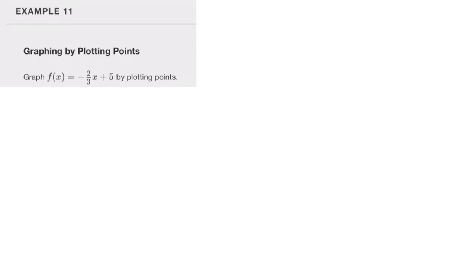So we're asked to graph this by plotting points. I'm going to do a rough sketch for this one. Notice that this is in the form y equals mx plus b. So that's telling us that our y-intercept is 5 and it has a negative slope, right? So I'm just going to do a rough sketch. Now, if I wanted to be more precise, I would use graph paper.